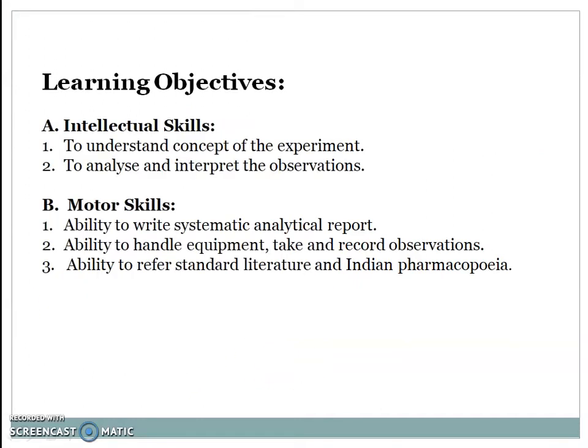Learning outcome for the practical. First, intellectual skill: to understand the concept of the experiment, to analyze and interpret the observation. Motor skill: ability to write a systematic analytical report, ability to handle equipment, take and record observation, and ability to refer to standard literature and Indian Pharmacopoeia.